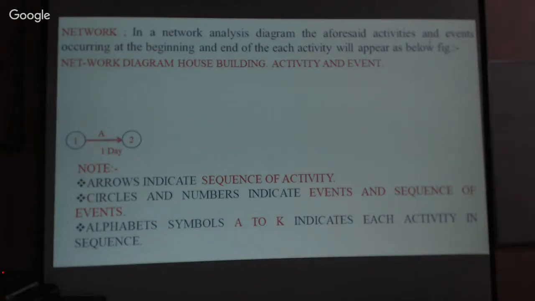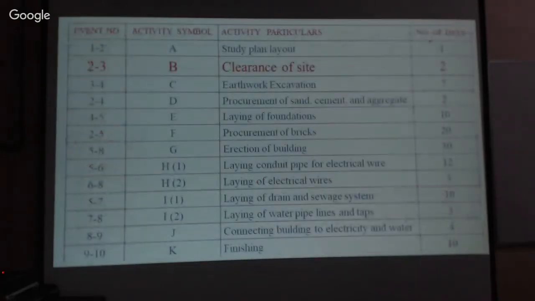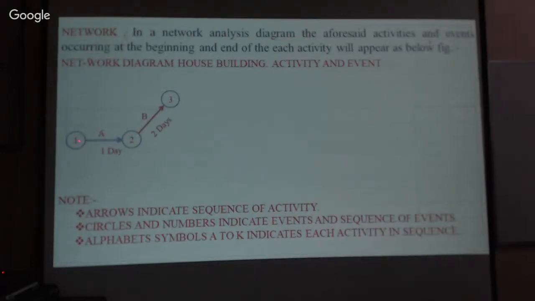Yes, sir. Similarly, let us go to the second row, that is 2 to 3, that is activity B, and description is clearance of site. Number of days required? 2 days. See, now this is what we have already drawn. This is the second activity, B activity, number of days required. So this is the method applied to prepare or draw the network diagram.